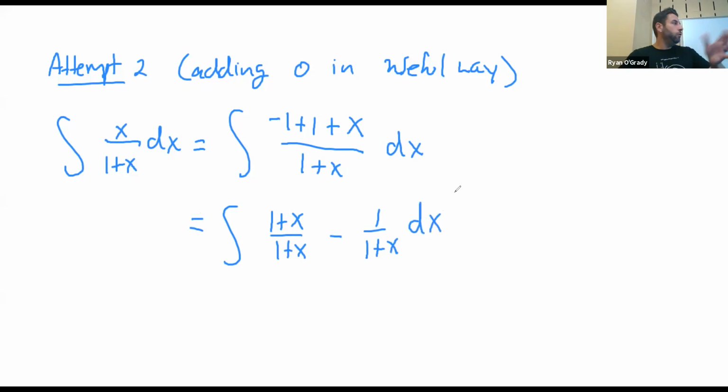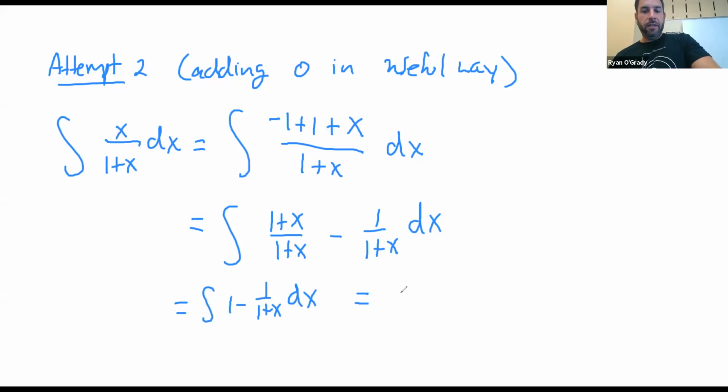Now, if you're kind of confused if that's true, just reverse it. Just add them back together. They have the same denominator. Okay, now the left-hand term is just 1, so this is just 1 minus 1 over 1 plus x. And now we're in the almost identical thing as last time, and you integrate this, you get x minus the natural log of 1 plus x plus c.